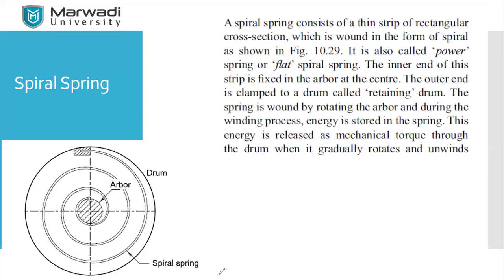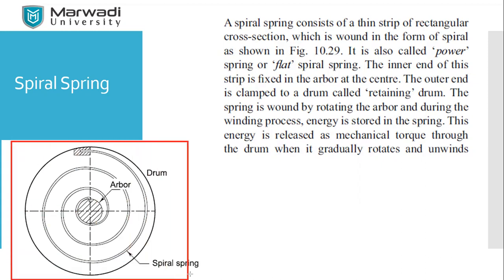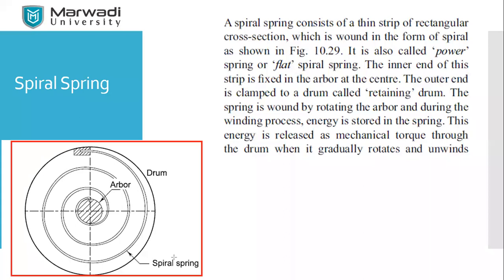A spiral spring consists of a thin strip of rectangular cross section, as you can see in this particular figure. It is a thin strip of rectangular cross section which is wound in the form of a spiral. It is also called a power spring or flat spiral spring, where the inner end of the spring strip is fixed to the arbor at the center. This is our arbor and it is fixed over there.